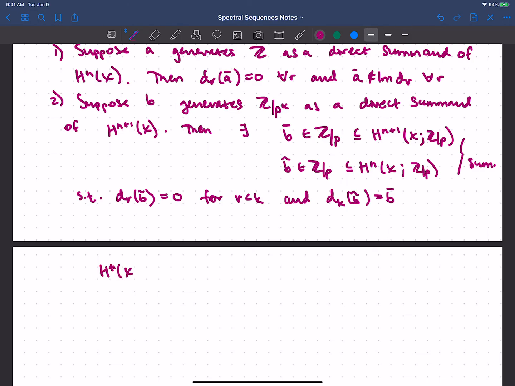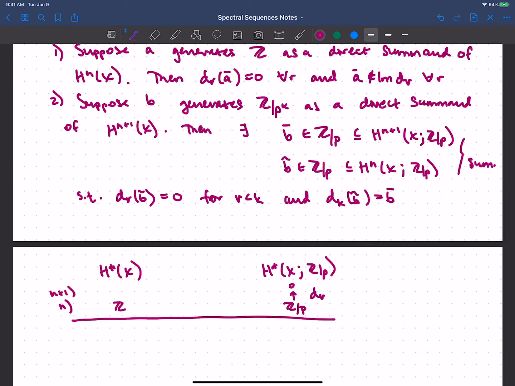I want to look at the cohomology of X and the cohomology of X in mod p coefficients. And I'm going to look at the nth degree and the n plus first degree. And of course, if I have a copy of the integers in degree n in the cohomology of X, that's going to give me a copy of integers mod p in the cohomology of X in mod p coefficients. And all the differentials on this thing will be 0. So all the Bockstein differentials are going to be 0 because these came from integral classes. So we already said that.